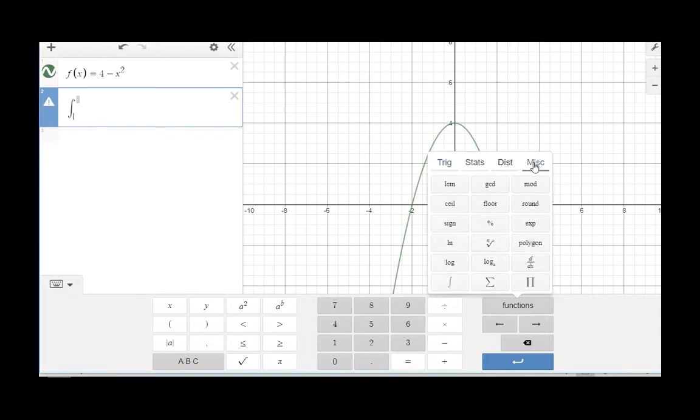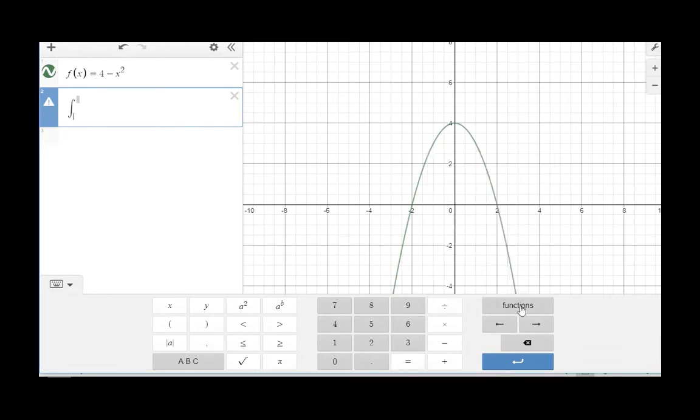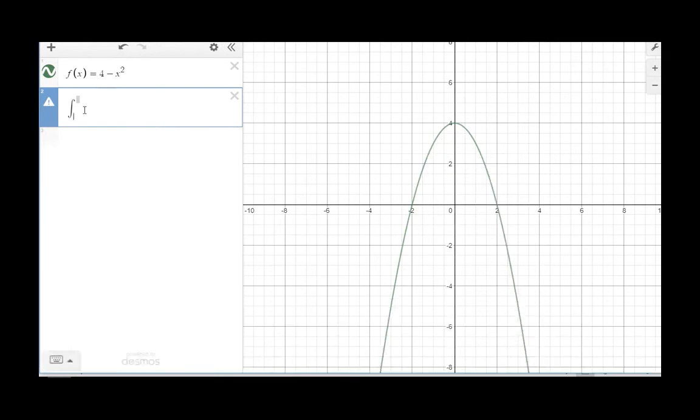Where is it at? Is it under miscellaneous? There's my integral symbol. So I could just click my keyboard and get it there as well. All right, so close that. So I want to integrate from 0 to 2, and I'm integrating f of x dx. And it's telling me what we found already. Here is 16/3 as my answer.